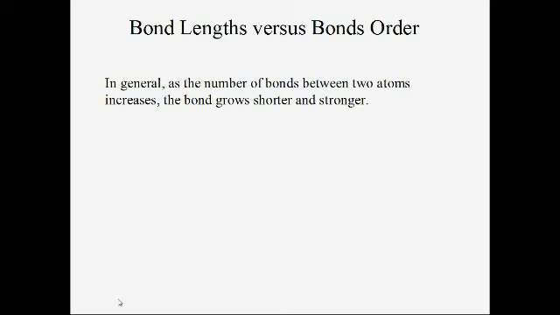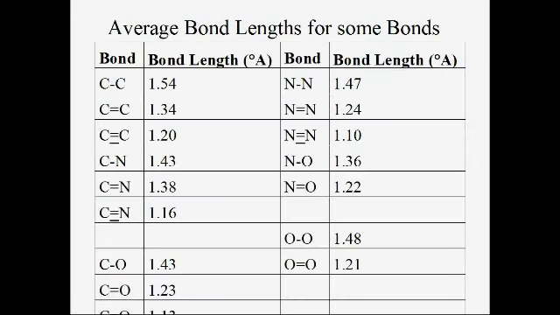We did this already. As we increase the bond order, the bond length decreases. So as you go from single to double and double to triple, our bonds get shorter and stronger. And here are our bond lengths. We see the carbon-carbon single bond is 1.54 angstroms. Angstroms are 10 to the minus 10 meters. The carbon-carbon double bond is shorter, 1.34. The carbon-carbon triple bond is shorter, 1.20.